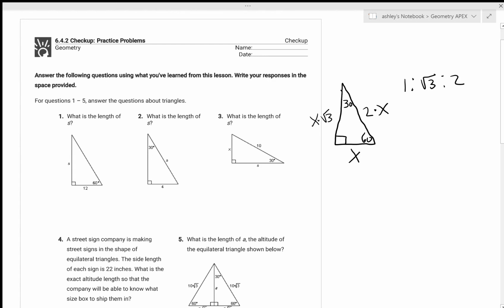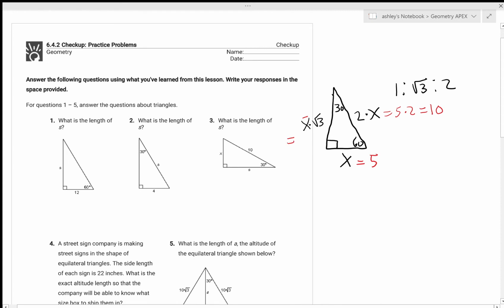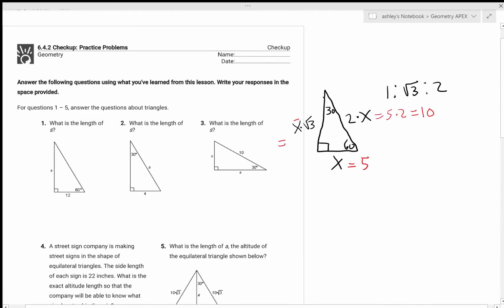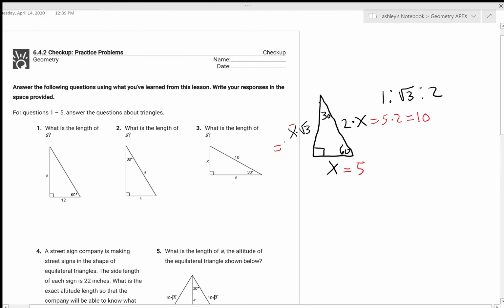So for instance, if X, we just throw in some random numbers, right? I'll do that in red. If X is 5, that means this X should be 5, which means I need to do 5 times 2, so this side would end up being 10. It's twice as big as my 30. And then this side, I put in 5x, and I just put it next to square root of 3. So you go across from your 30, put in a number, and you just follow along from there.